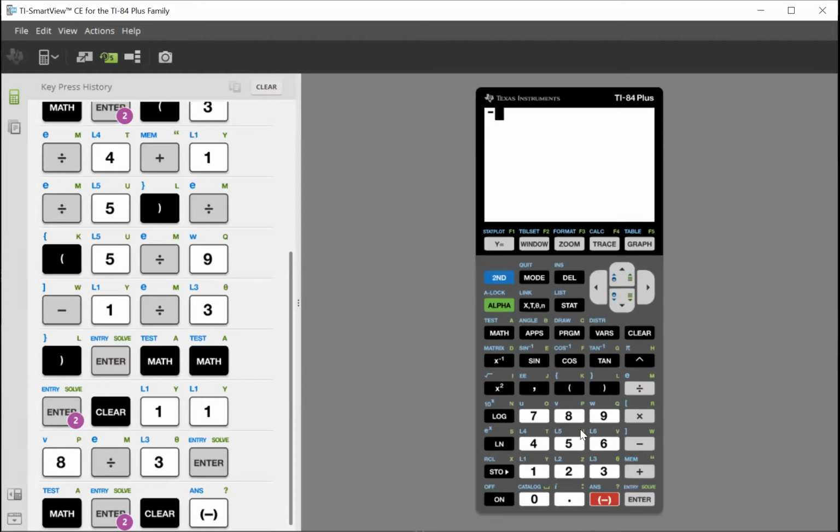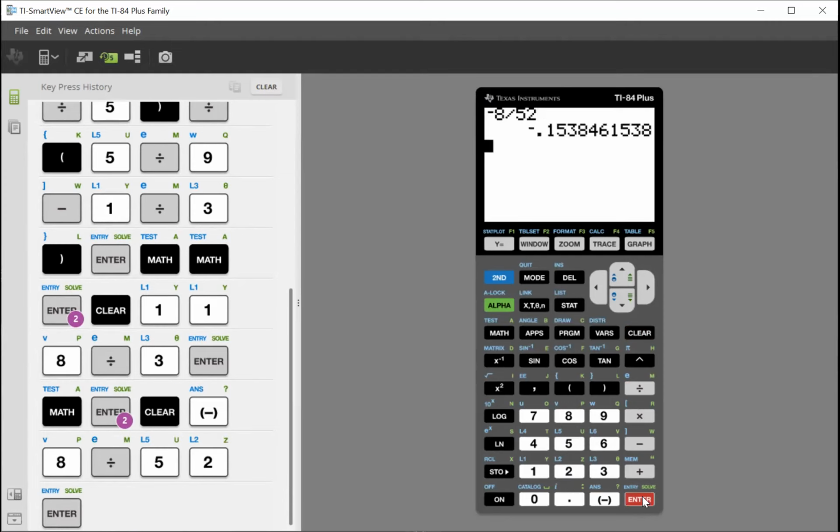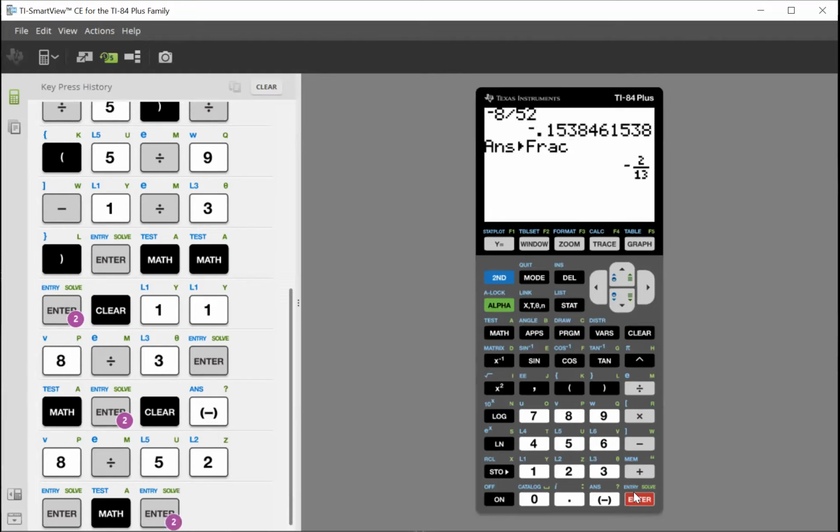So we'll do -8 divided by 52. That's going to give me a -0.153. But remember, I want that to be a fraction. So I'm going to hit math and enter twice. And I get a -2 over 13. So yeah, it looks like they divided the 4s out of top and bottom on that.